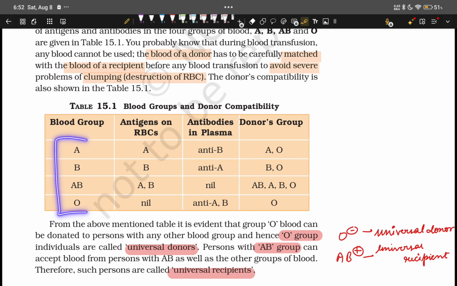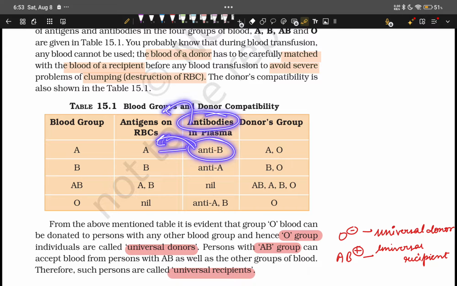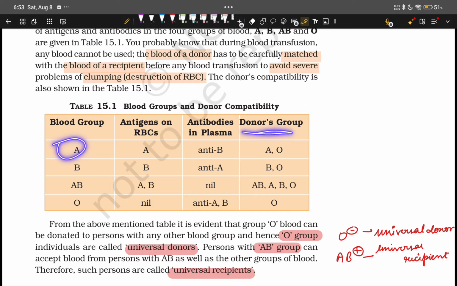Now blood groups A, B, AB and O differ in antigens on RBCs. A has A antigen, B has B antigen, AB has both these antigens, and O has no antigens. A blood group has anti-B antibody. Why? Because if it had anti-A antibody, then it would kill its own antigen, right? Because antibodies, what do they do? They kill antigens. That's it.